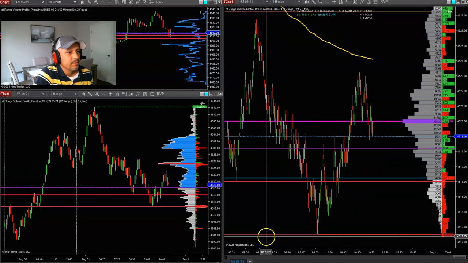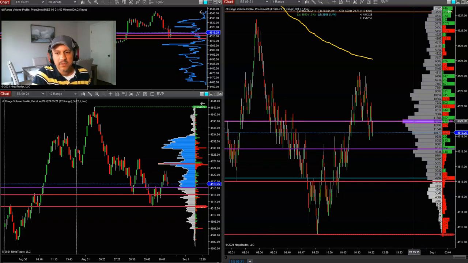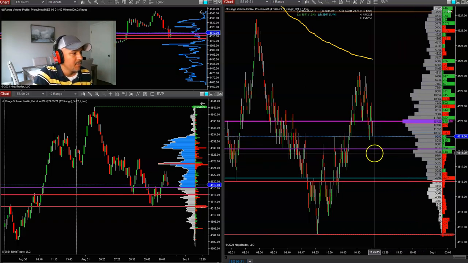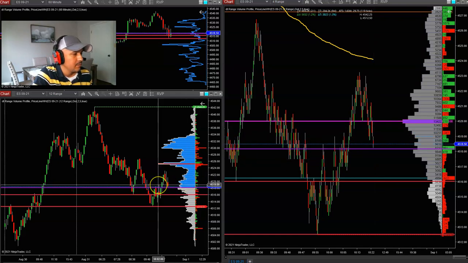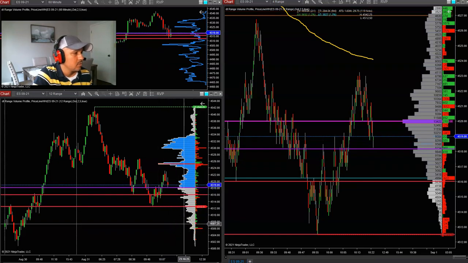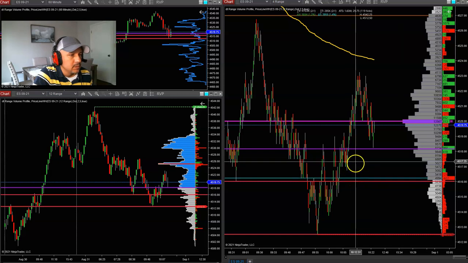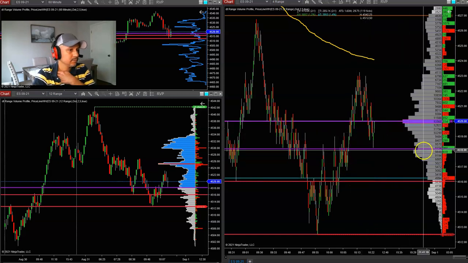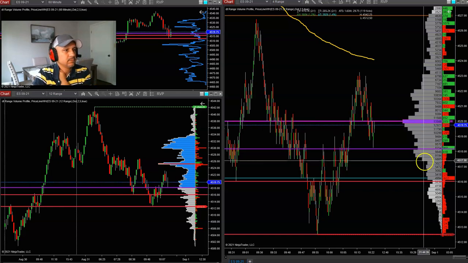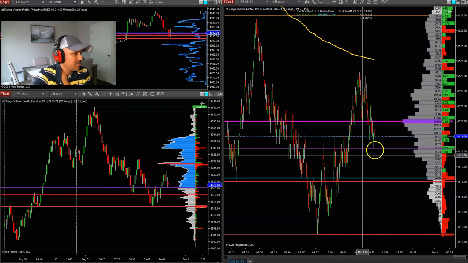The point of control has actually shifted up here. So price is approaching a level where I have this purple line. Okay, let me see what happens here. Yeah, we're too close around the point of control. We are at a level though.